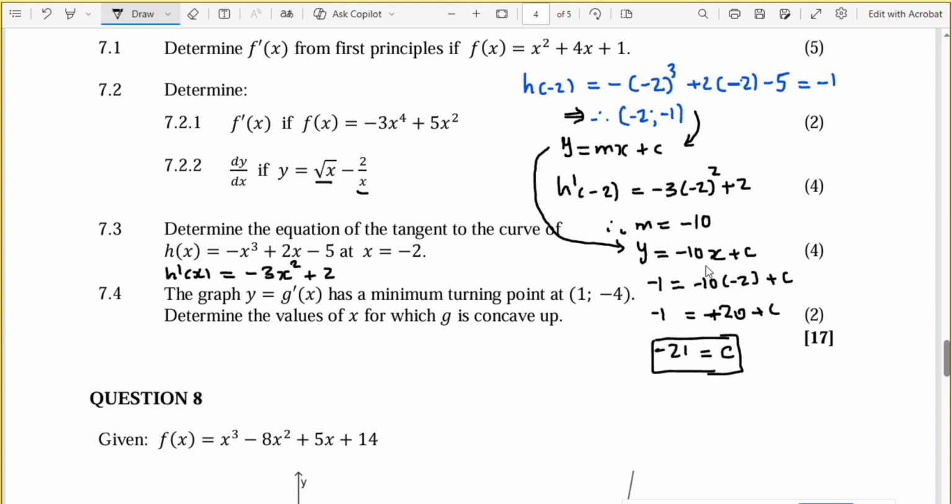So what is the equation of the tangent at that point? Therefore, the equation is y is equal to minus 10x minus 21. That's the equation of the tangent.